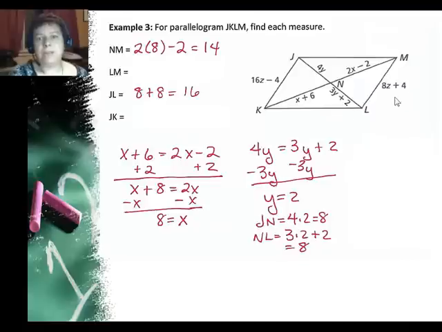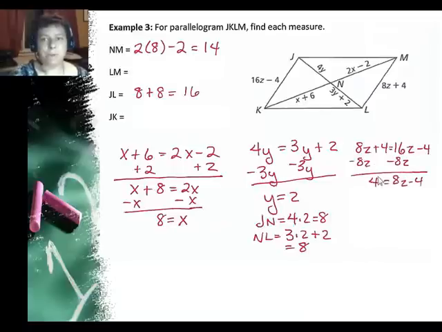Now I'm going to pay attention to Z, and this is opposite sides. Opposite sides in parallelograms are congruent, so I need to set those two values equal to each other. 8Z plus 4 equals 16Z minus 4. And trying to isolate the z's, I subtract 8z from both sides, and I get 4 equals 8z minus 4. The reason is 16z minus 8z is 8z. Then I have to add 4 to both sides, and I get 8 equals 8z, which means z is 1.